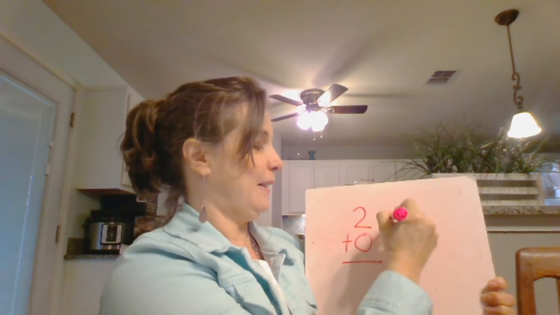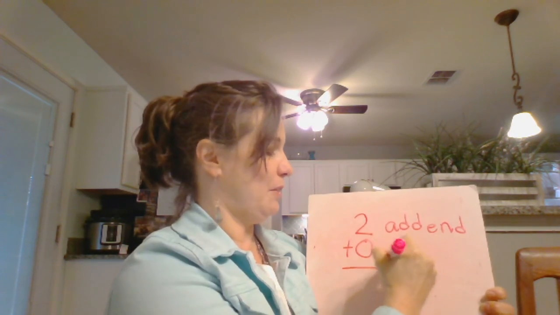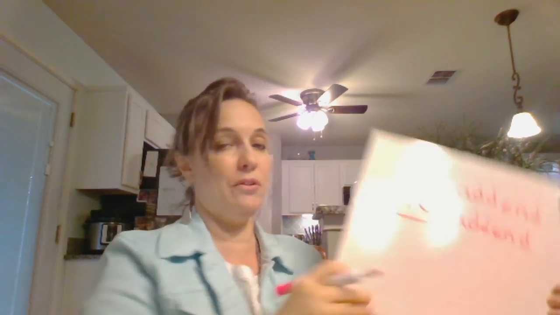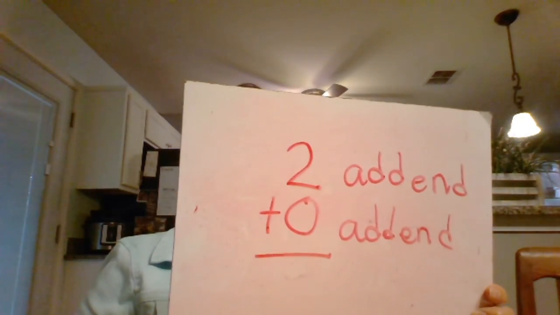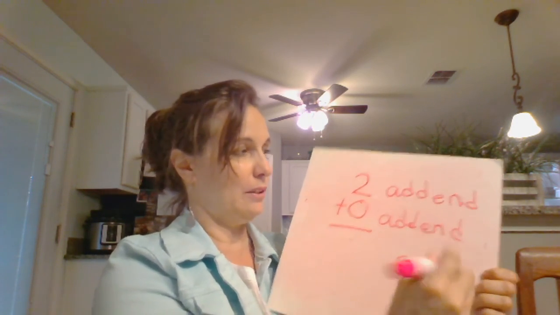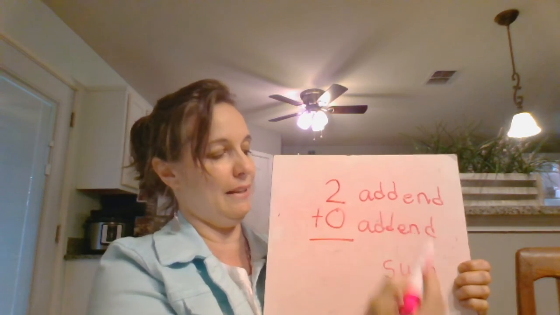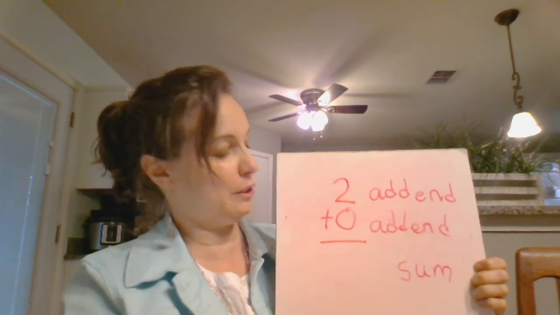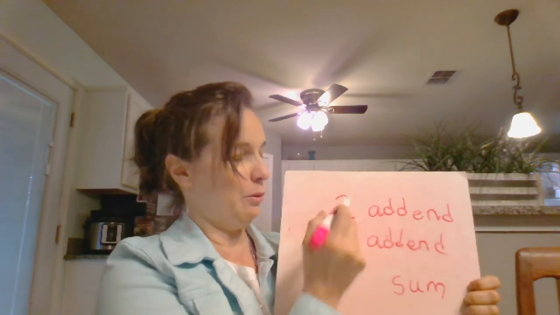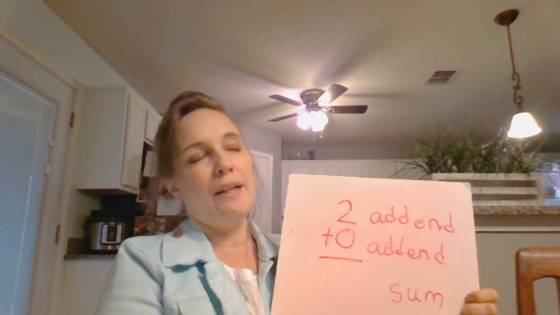So this is an add-in. You need to know that this is also an add-in. You have 2 add-ins when you're doing an add-in problem. They are both called add-ins. The answer is called the sum. So let's repeat that. Add-in, add-in, sum. That's the parts of an addition problem. When 0 is one of the add-ins, the answer will always be the other add-in. That's known as the identity principle, identity property.